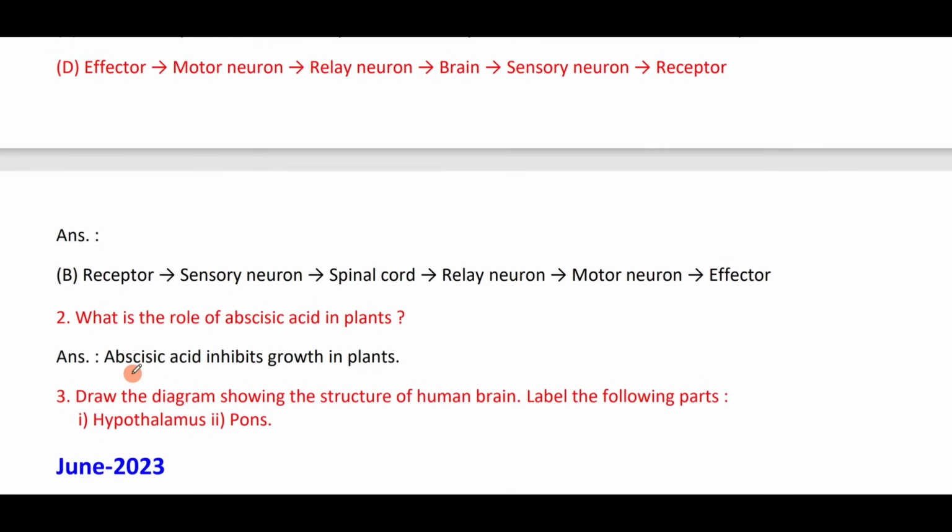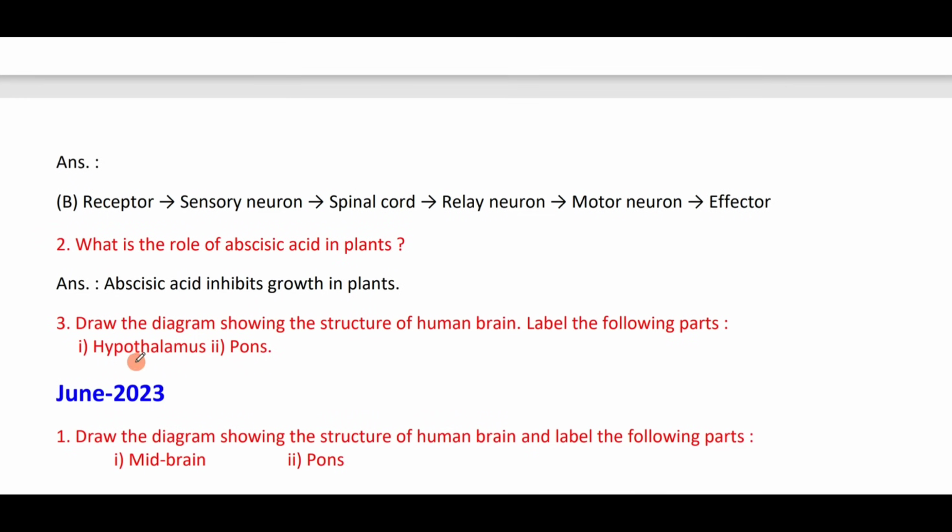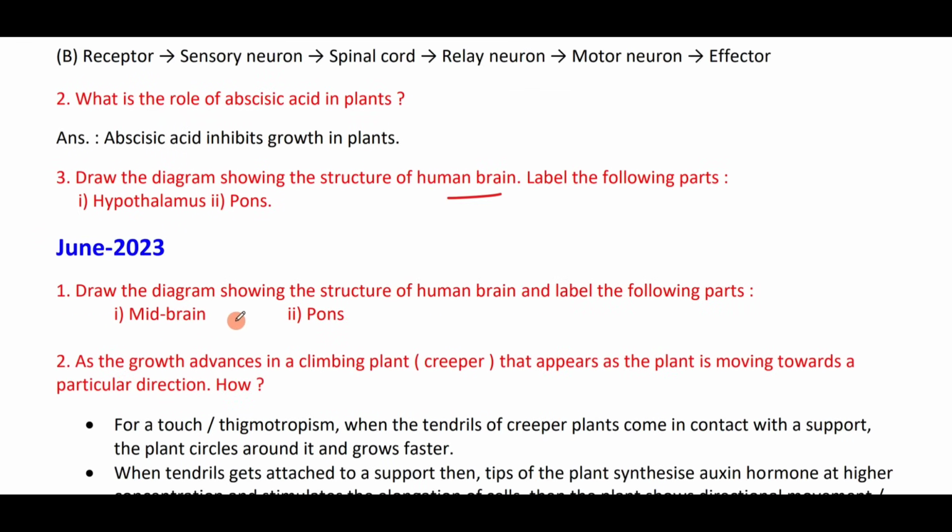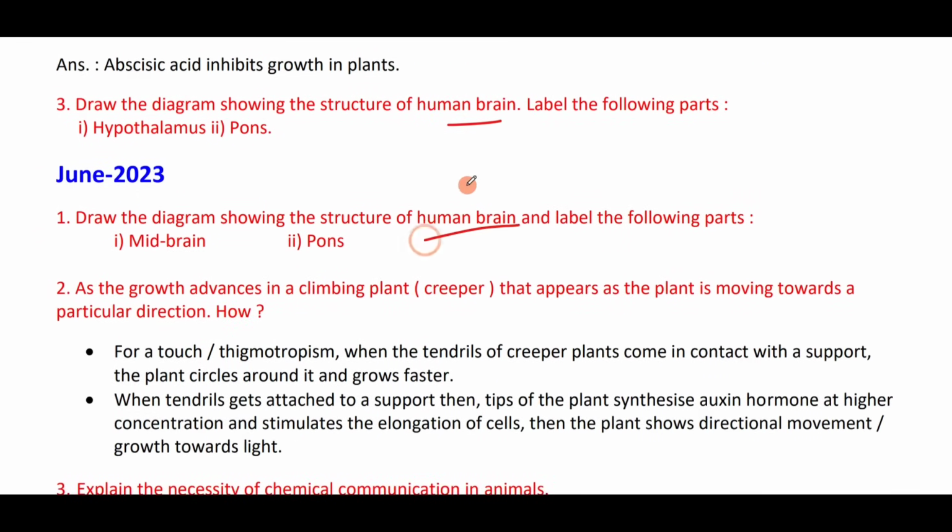What is the role of abscisic acid in plants? It inhibits the growth of the plant. Again, the human brain diagram. Dear students, you can see the human brain diagram has repeated the maximum number of times.